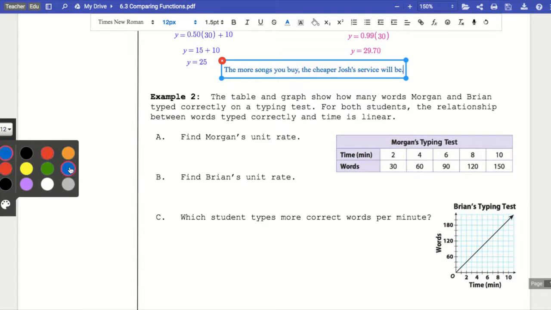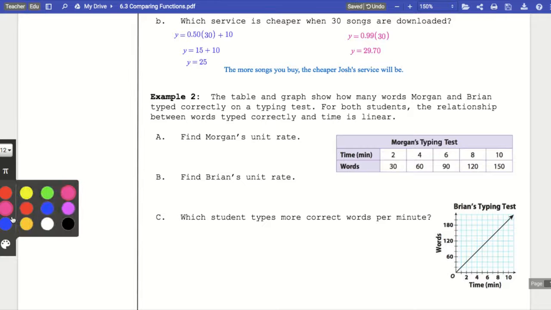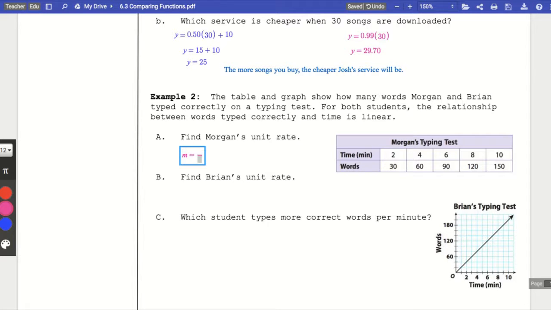So finding Morgan's, I'm going to use that slope formula again. So M equals 60 minus 30, y2 minus y1, over x2 minus x1, which is 4 minus 2. 60 minus 30 is 30. 4 minus 2 is pretty easy, that's 2. And then 30 divided by 2 is 15, which means that Morgan types 15 words per minute. It's not very fast. Let's figure out Brian's.